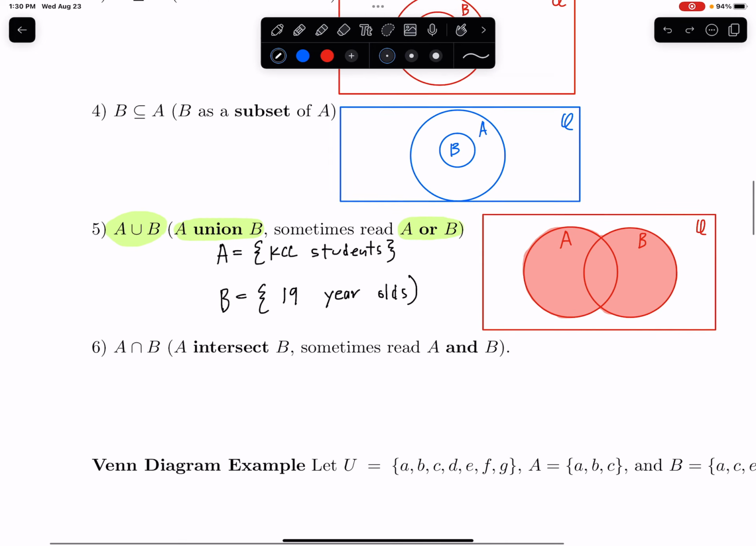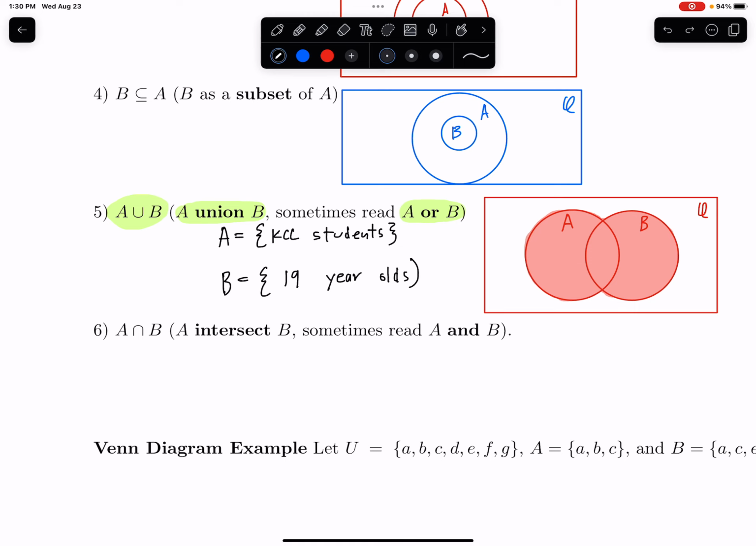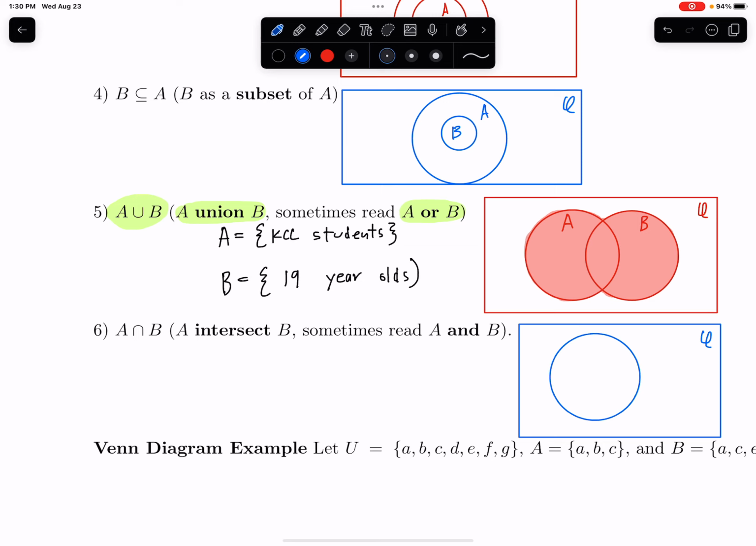Okay, let's move on to the intersection. So the intersection is kind of like what you expect it to be, I think. Like if you just think of the word intersect, what does that mean? Intersect means where things overlap, right? So here's again our universe. And again, we draw the most general Venn diagram. That means we're going to allow for them to overlap possibly.